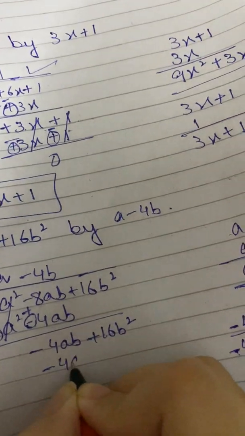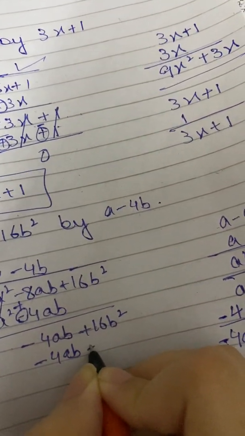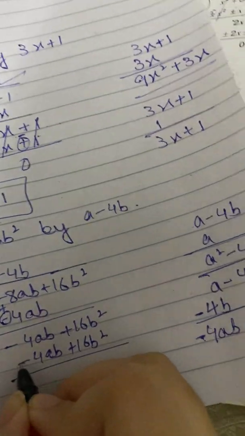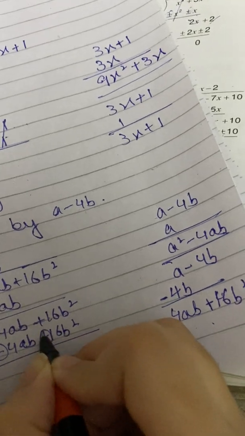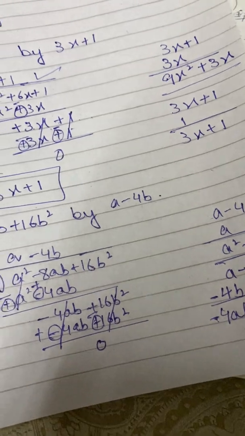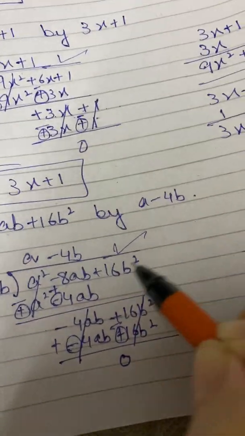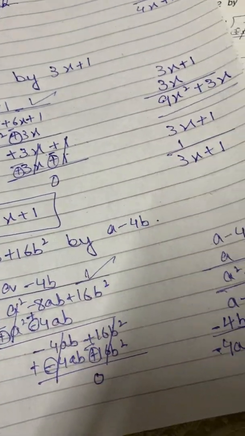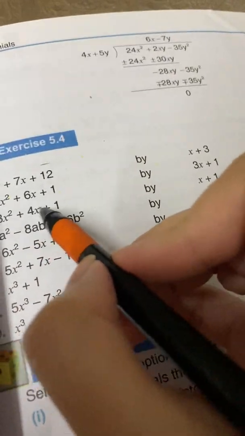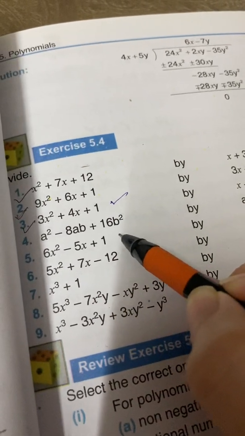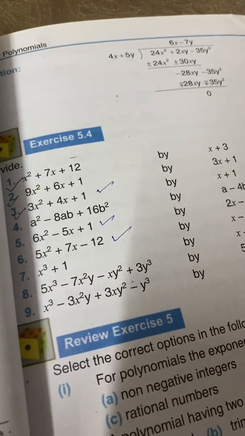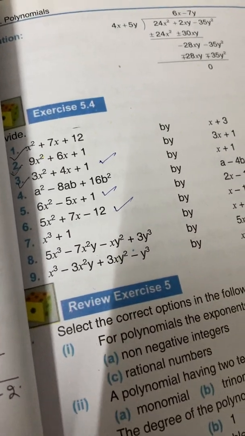Now this is exactly what I wanted. Here it will be plus minus, we will just cut it out, and then we will get the remainder, that is 0. So the answer is a minus 4b. Okay students, I hope it is clear. So you can solve question number 3, question number 5 and question number 6 by yourself. All right, I hope it is clear. Take care.